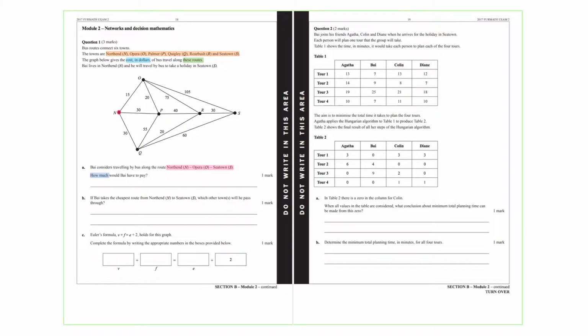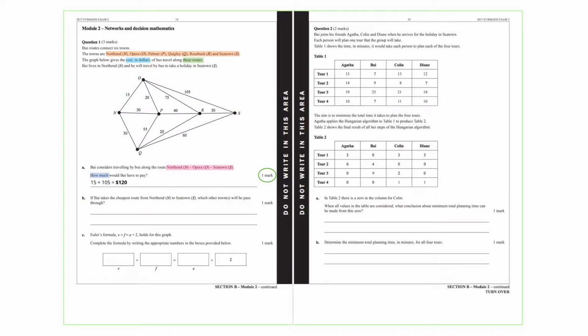So he starts at North End, follows the route towards Opera, and then follows the route towards Seatown. The first leg of the trip costs $15. The second leg of the trip costs $105. If we add these two up, the cost of this trip is $120. This question is worth 1 mark for the correct answer.